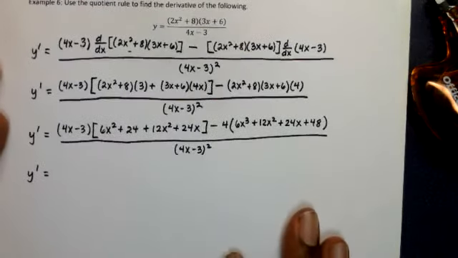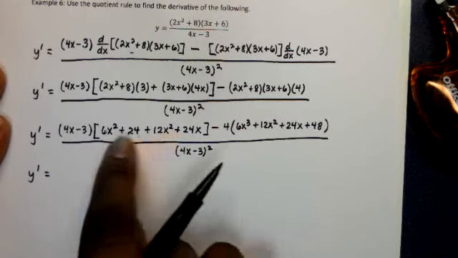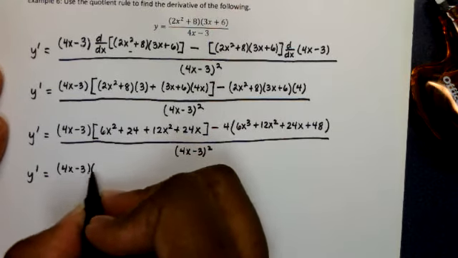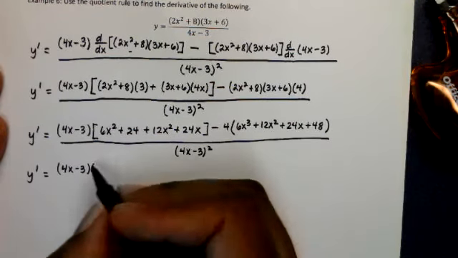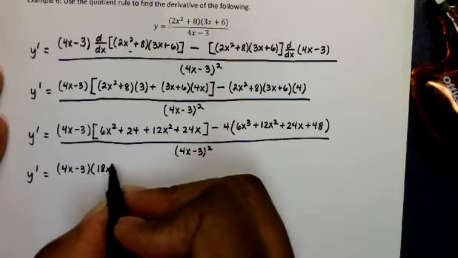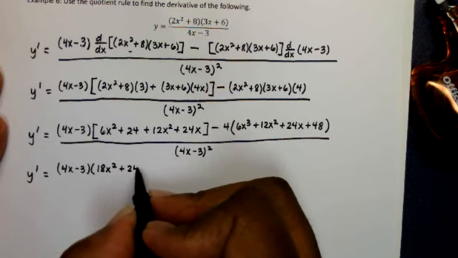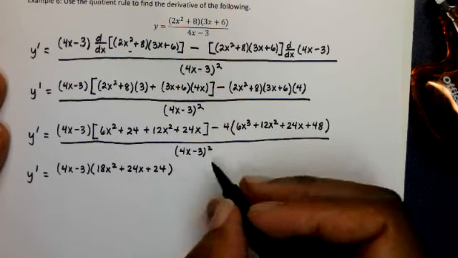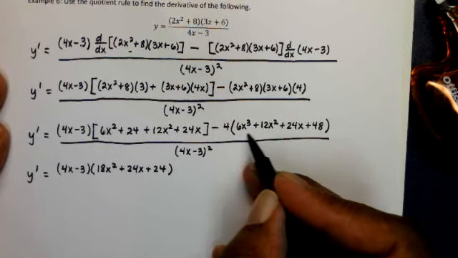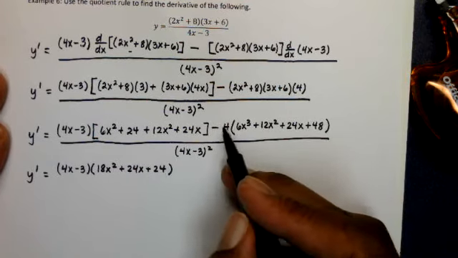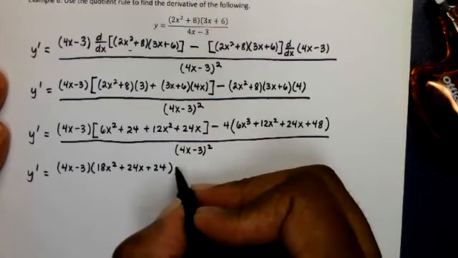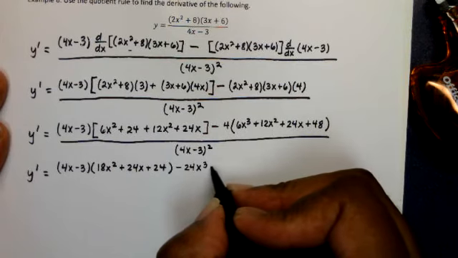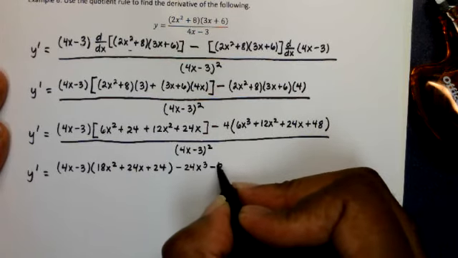All right, here comes the next line. Simplify what's inside this bracket here. Bring down that 4x minus 3. Let's see, 6x squared plus 12x squared would be 18x squared. And then I'm going to bring down the plus 24x plus 24. Now, if I distribute the minus 4 over everything inside the parentheses, this is what I'll have. Minus 4 times 6x cubed is minus 24x cubed. Minus 4 times 12x squared would be minus 48x squared.